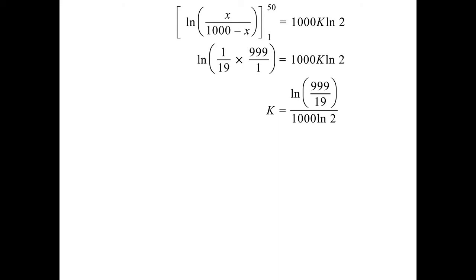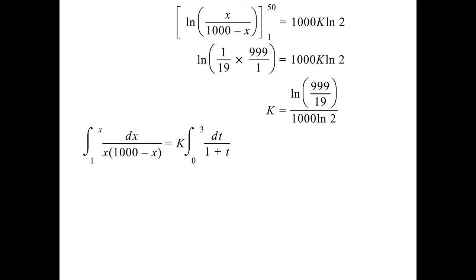Left-hand side now becomes the log of x on 1,000 minus x. And I've multiplied both sides by 1,000, so it's gone to the right-hand side, is 1,000k log 2. All right, manipulating all that, we eventually get this wonderful statement. k is the log of 999 on 19 divided by 1,000 log 2. I think I'd just be storing that number in my calculator. I'm not going to play around with that. In fact, I'm going to leave it as k in the next line because I'm not going to write that down every single time.